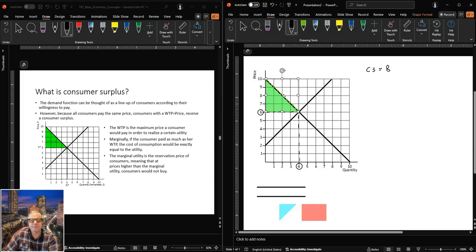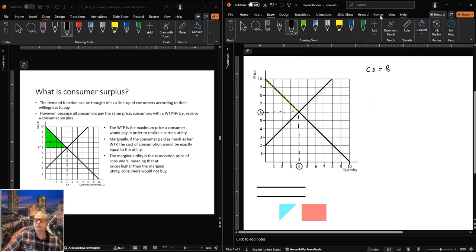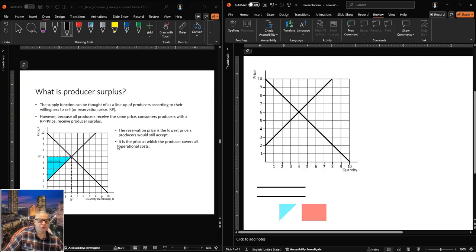Okay, so now let's remove all that ink again. Okay, so if there's consumer surplus, you can probably already guess there's also producer surplus. So here we have producer surplus. And let's do it again here. So if the price is 6, the equilibrium price is 6, and the equilibrium quantity is 4.